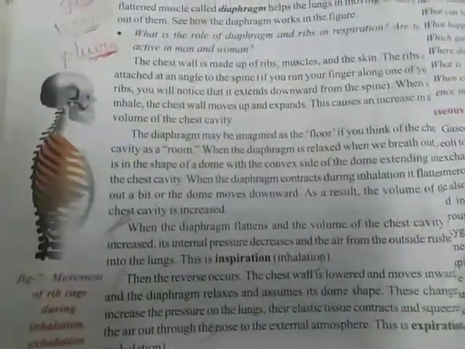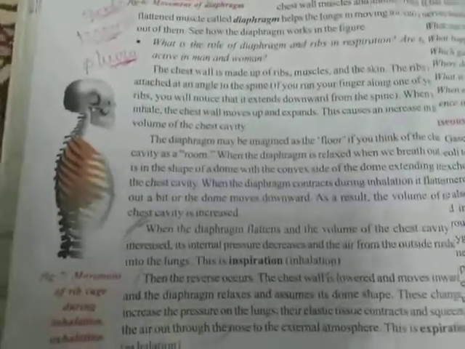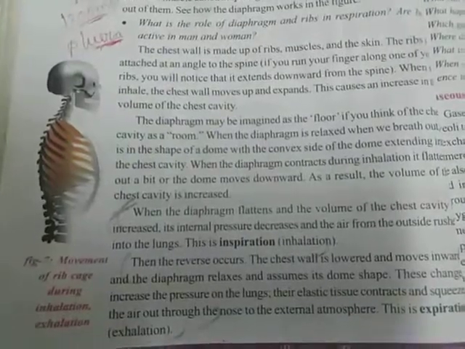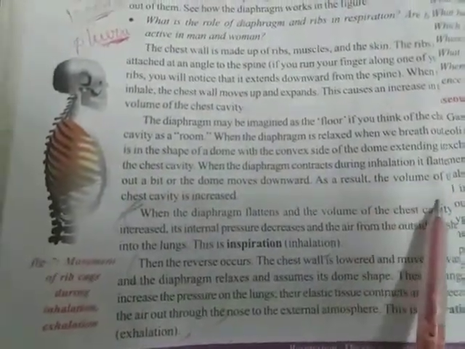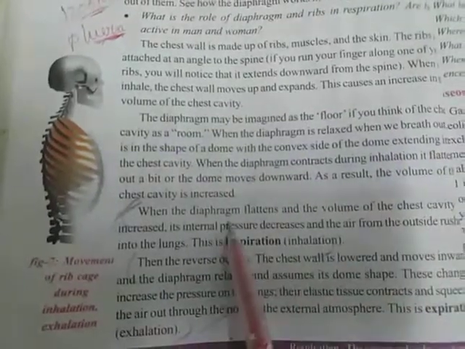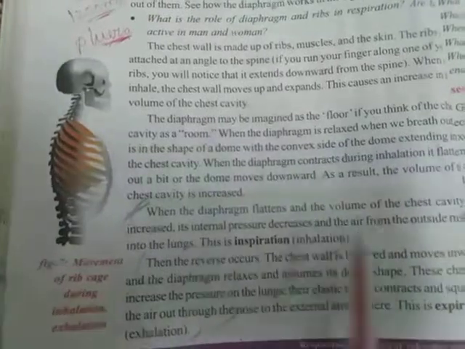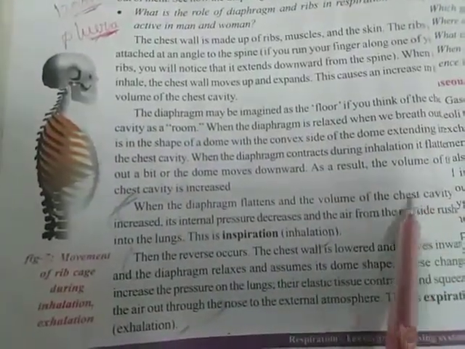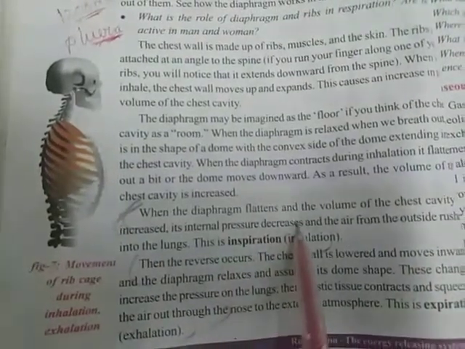Okay, this is about the role of the diaphragm during inhalation and exhalation. You should remember these 2 points, very very important. During the inhalation process, the volume of the chest cavity gradually increases and pressure in the lungs gradually decreases. Next, during the exhalation process, completely reverse. Volume of the chest cavity decreases, pressure inside the lungs increases.